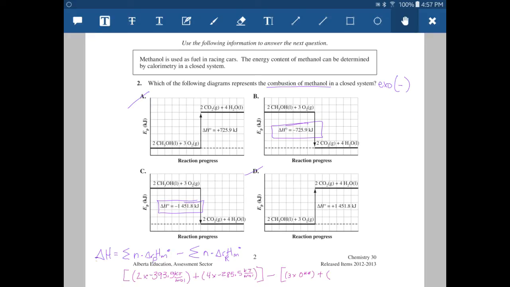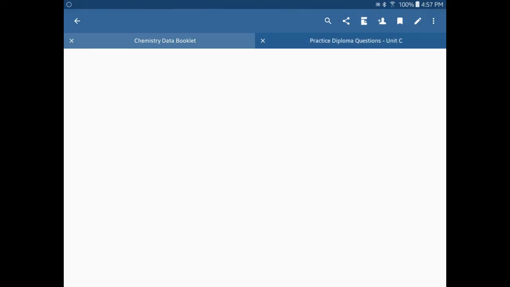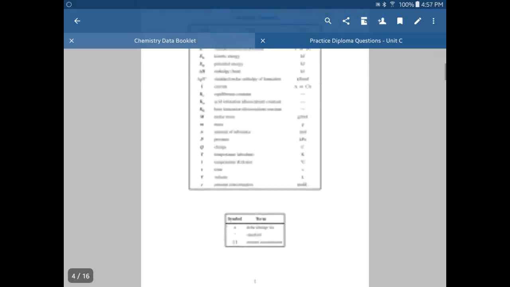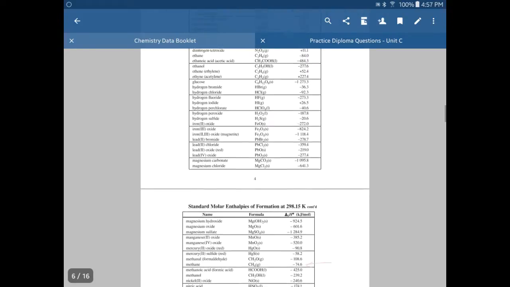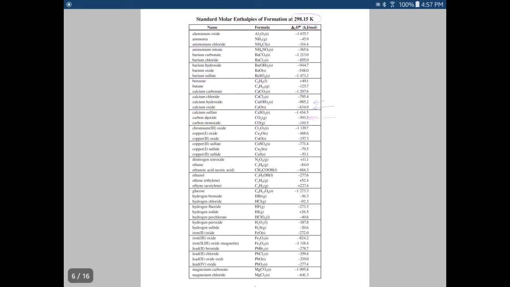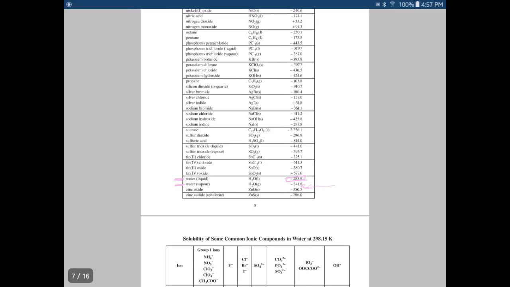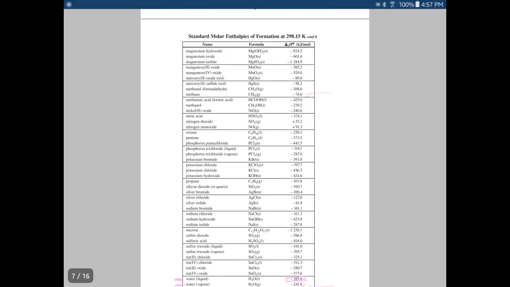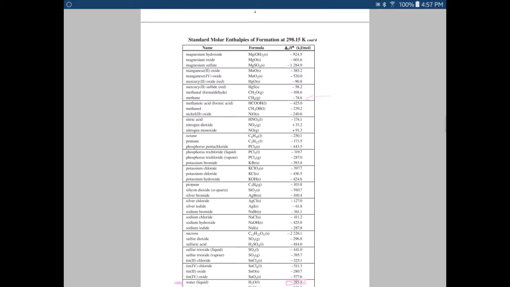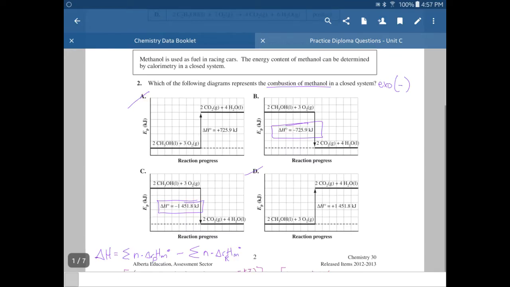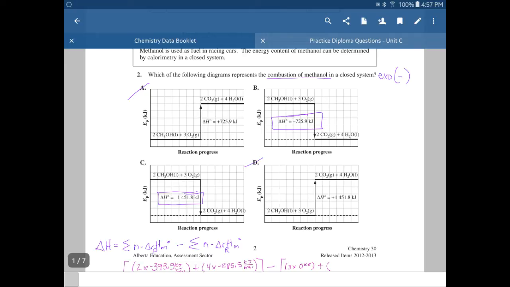and I do not know methanol, so I'm going to need to jump over to my data booklet and get my enthalpy of methanol. So like I said, carbon dioxide was here at 393.5. My water was down here at 285.8, or 285.5 in what I put, and our methanol is negative 239.2, negative 239.2.